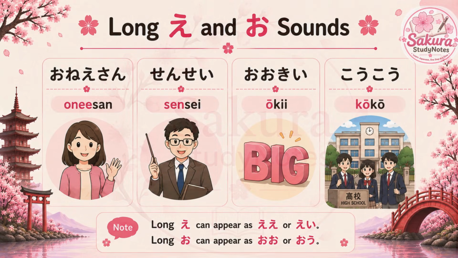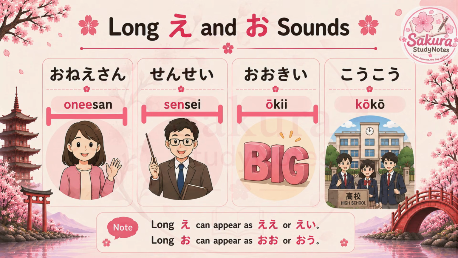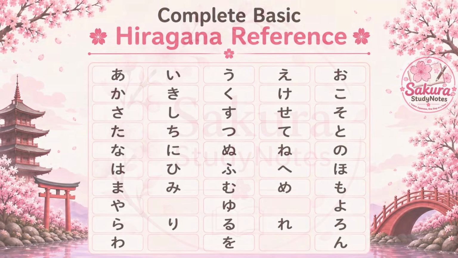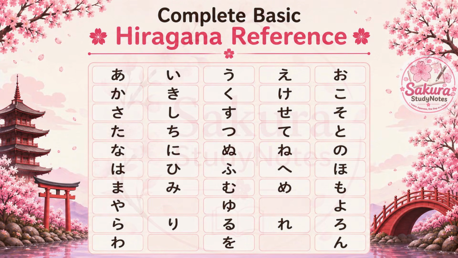Finally, we looked at long E and O sounds through several examples. お姉さん、先生、大きい、高校。 After completing the main stages, here's a look at everything we learned. And here is the complete basic hiragana chart for reference.